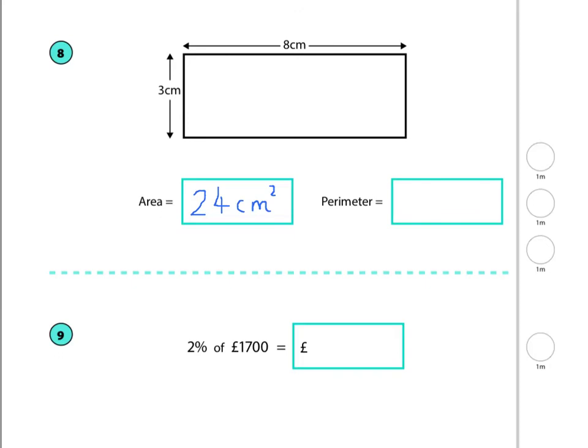The follow-up question is, what is the perimeter? Now the perimeter is the distance around the outside of the rectangle. So, what we've got to remember to do in this situation is not just adding up the two sides that are labelled. You must remember to include the other two sides as well. Now, if we add all those up, it comes to a grand total of 22 centimetres.